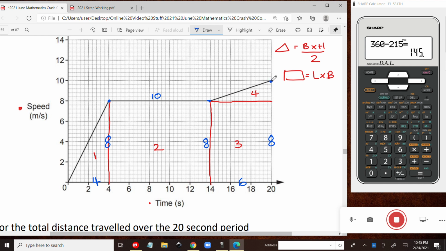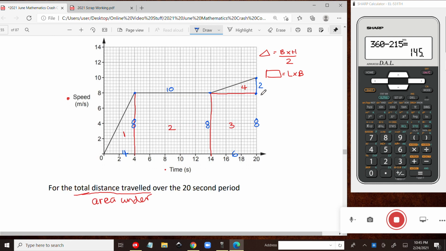So what's the distance from here to here? Well, look at it properly. Starts at 8 and it ends at 10. So this distance here is 2. So all we have to do is find the area of each shape. Where can I find some space to write here? Oh, I have some space here.